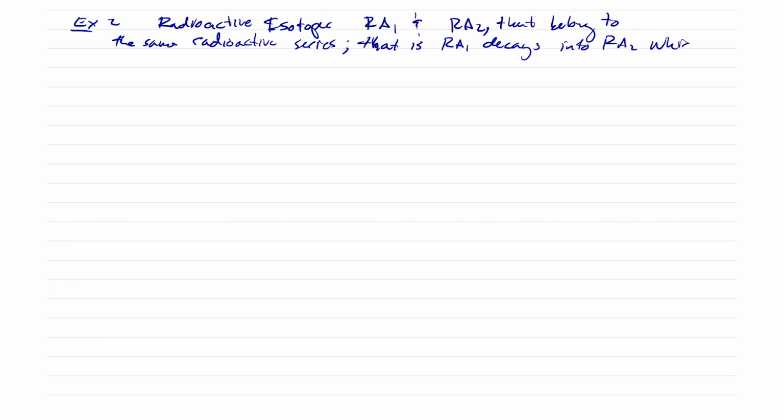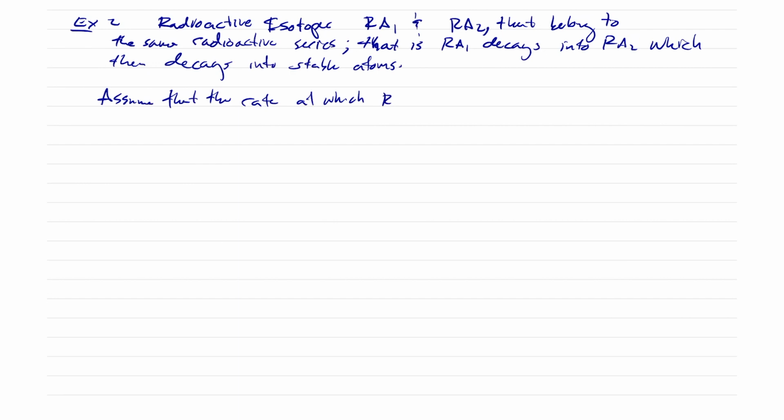Which then decays into stable atoms. All right, so assume that the rate at which Ra1 decays into Ra2 is 50 times e to the minus 10t kilograms per second.